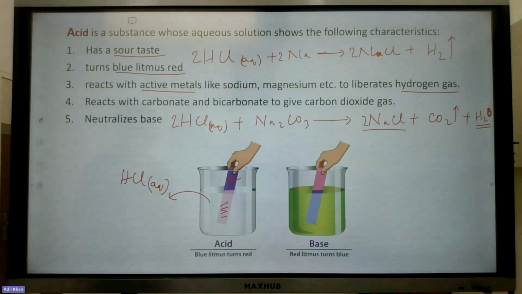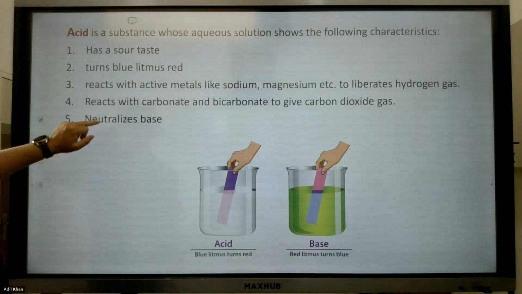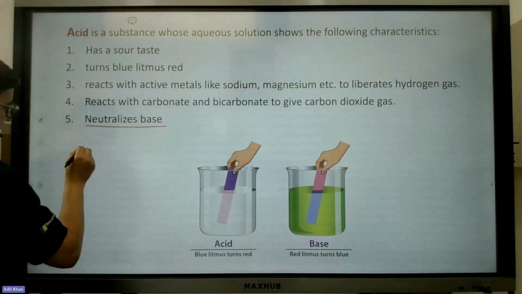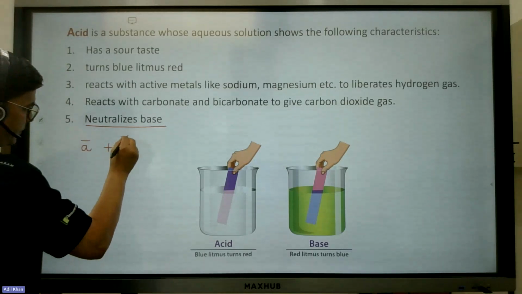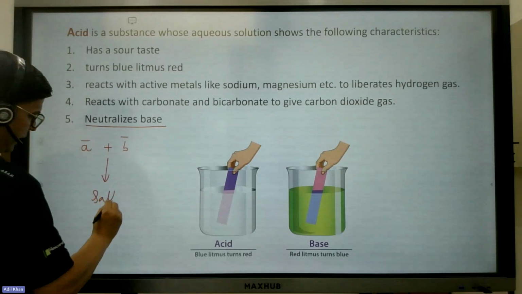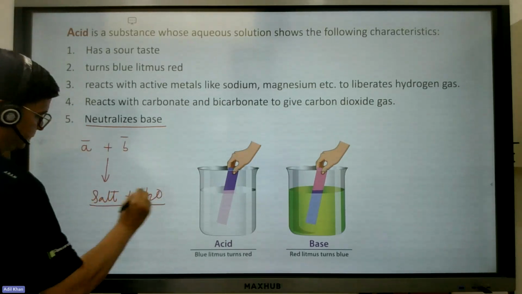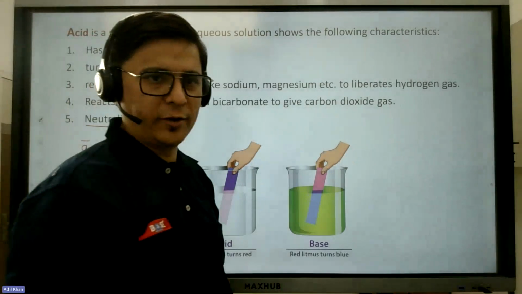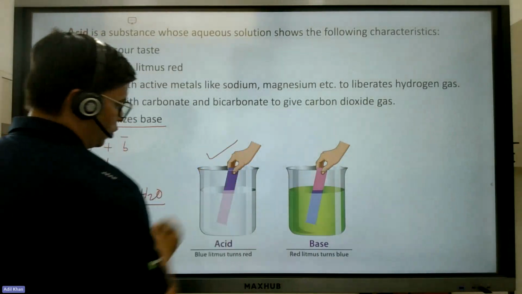The next one is it is going to neutralize bases. Whenever you take acids and bases, now I will be representing acid as A bar and bases as B bar. Whenever acids and bases react, they undergo neutralization to form salt and water. So this reaction is known as a neutralization reaction. More in detail we are going to do soon. So this beaker is clear. I believe you know how it looks.